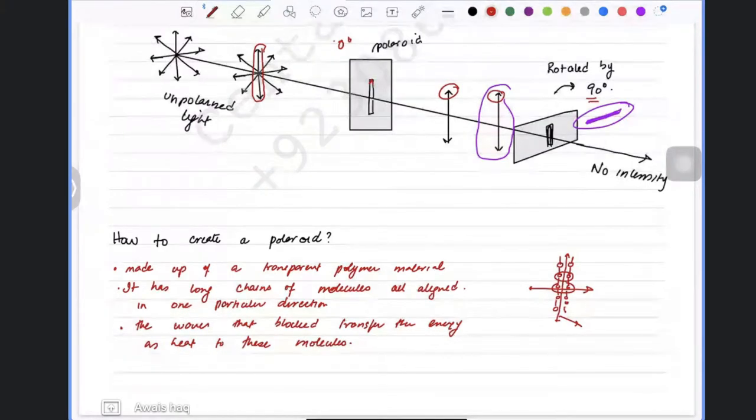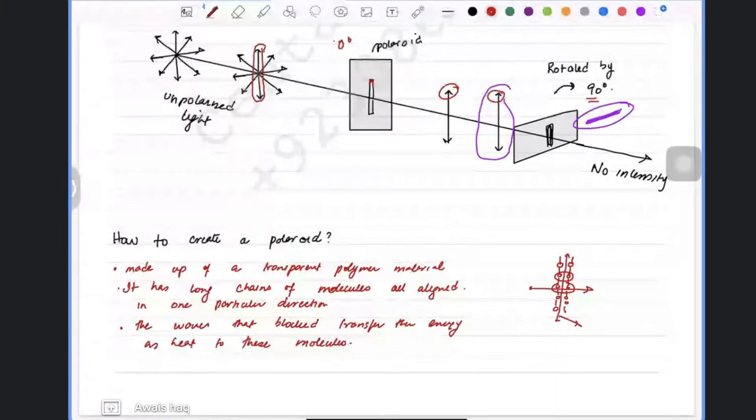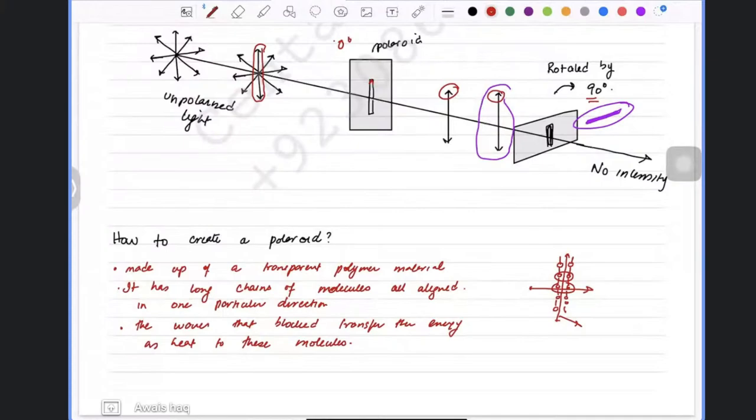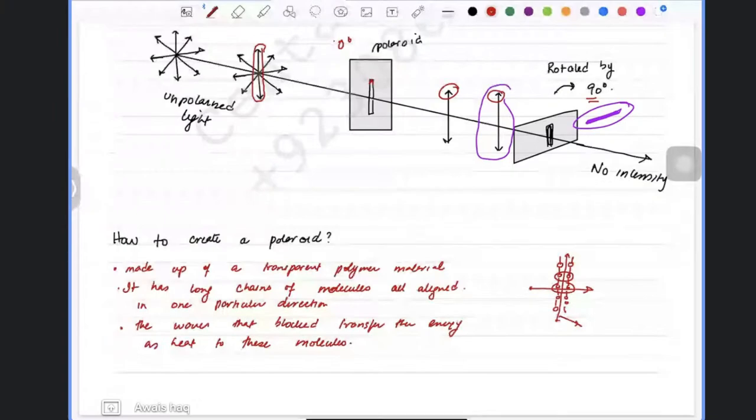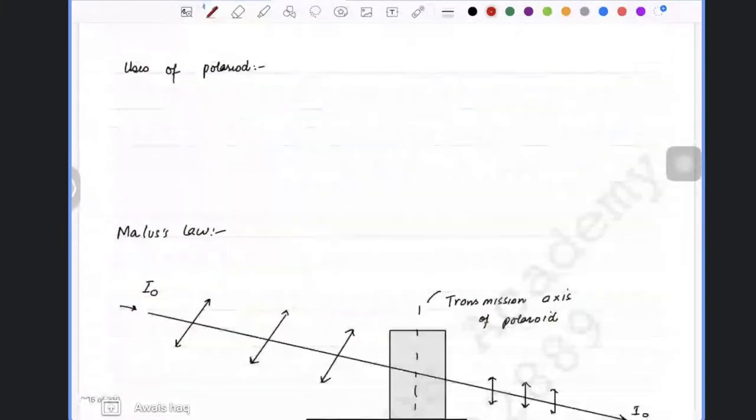So I'm just gonna come back in like 1 second. You guys just do your part. So next, so the uses. Okay, sorry, you can write it down.